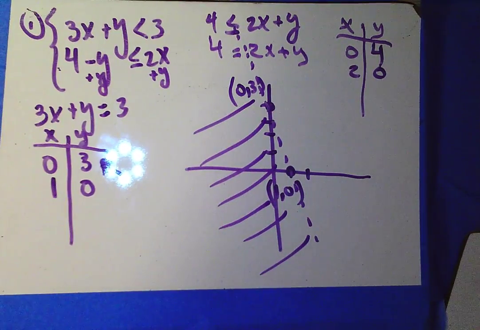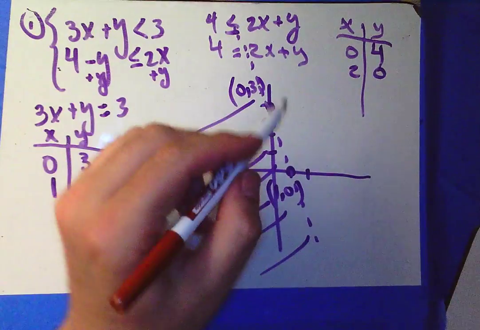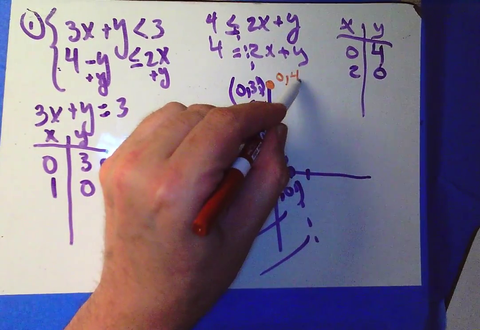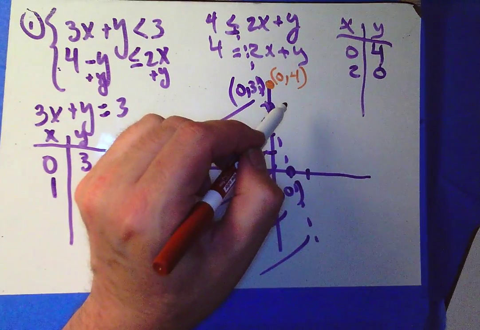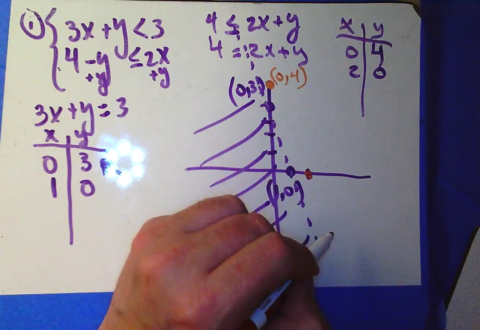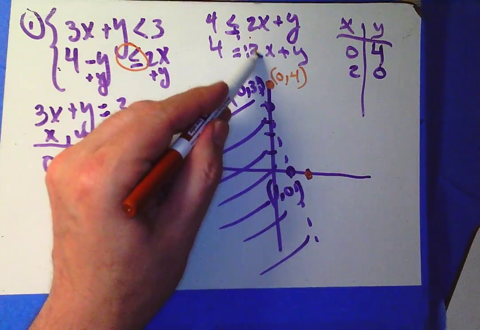Now, let's graph the other inequality in another color. Okay, we're plotting the point 0, 4, and we're plotting the point 2, 0. Whoa, wait a minute. And that's a solid line.